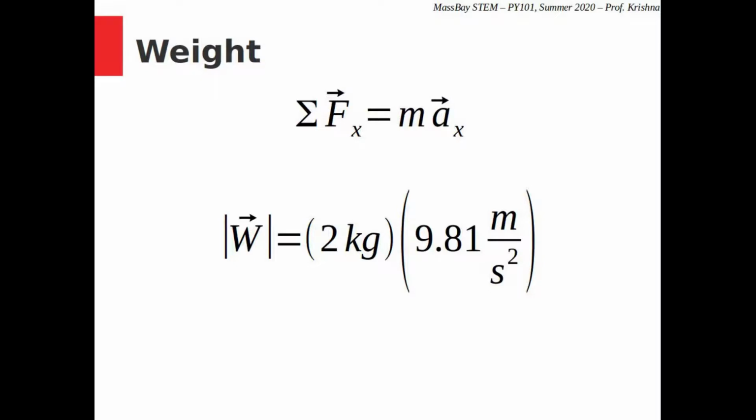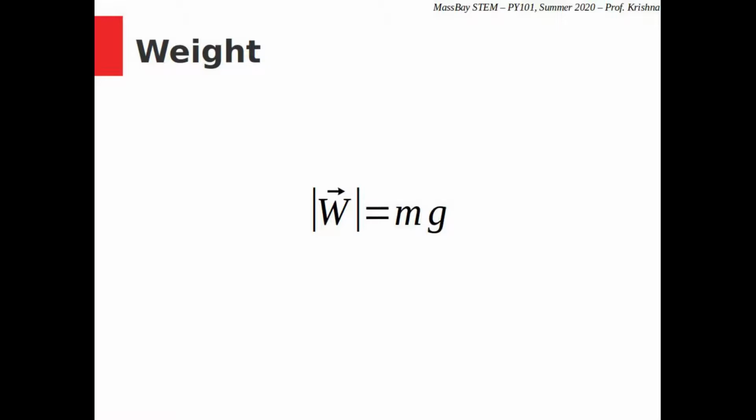We will symbolize it with the capital W with a vector sign. We can calculate the value of weight using F equals ma. It would work out to 2 kilograms times acceleration due to gravity, which on Earth is 9.81 meters per second squared. The size or strength of the force then works out to 19.62 newtons. We always treat the sizes of vectors as positive, and will stick to that convention in forces.